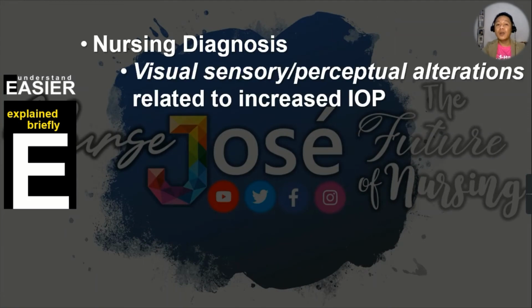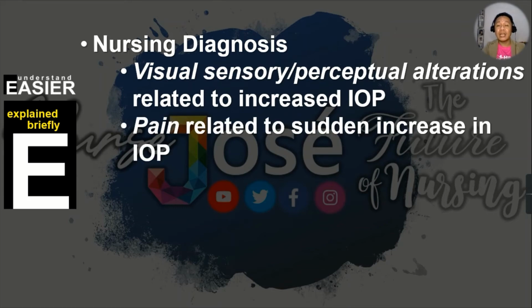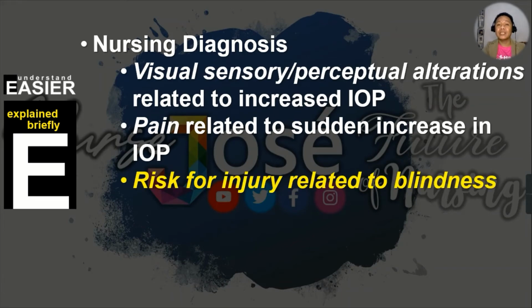Nursing diagnoses that are common for a patient with glaucoma include visual sensory perceptual alterations related to increase in intraocular pressure. Next is pain related to sudden increase in IOP. And then next is risk for injury related to blindness.